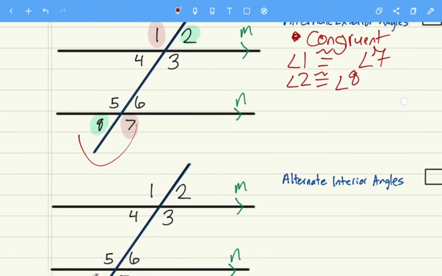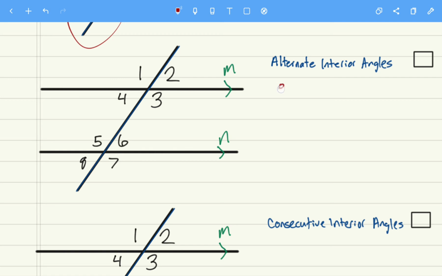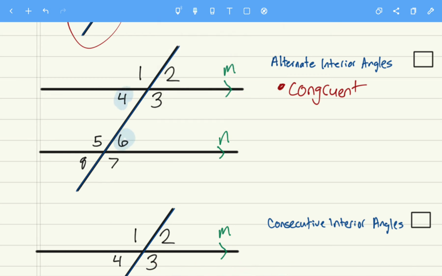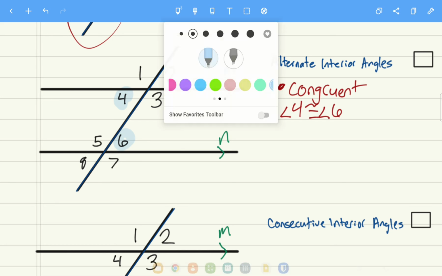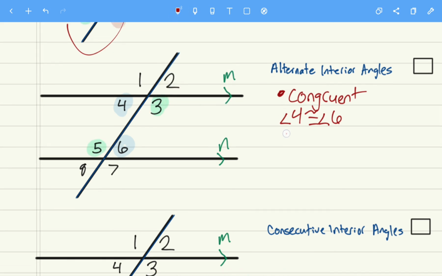And now we have alternate interior, which is very similar. These are also congruent. These are just on the inside. So angles 4 and 6 would be alternate interior, and angles 3 and 5 would be our other set of alternate interior.